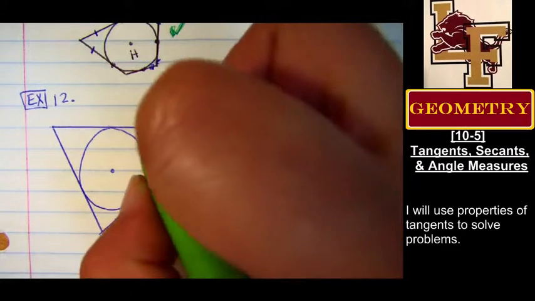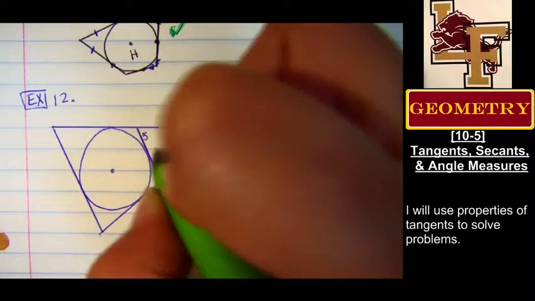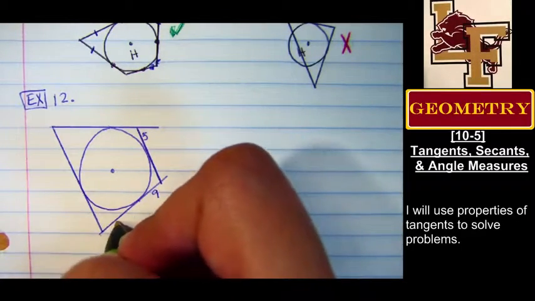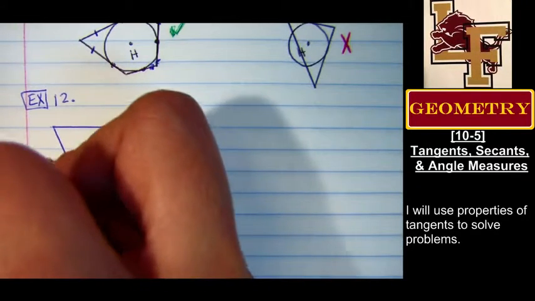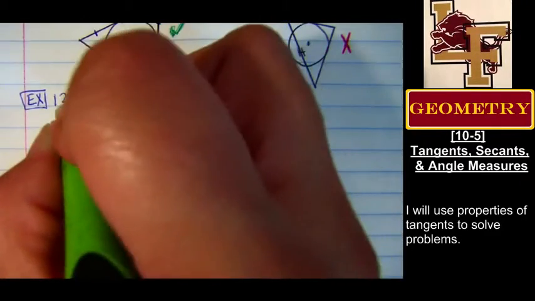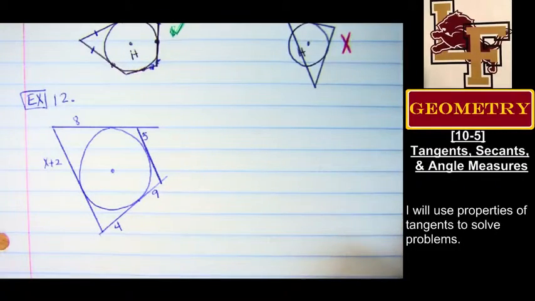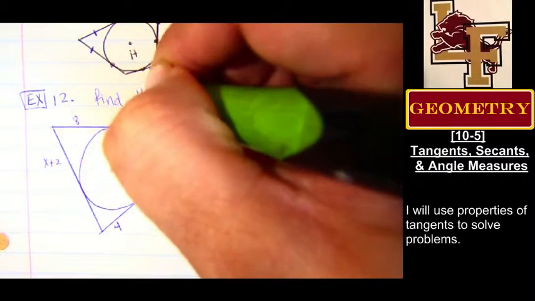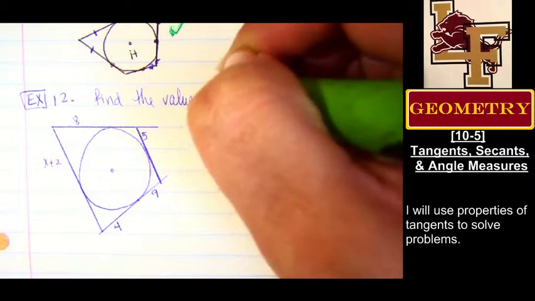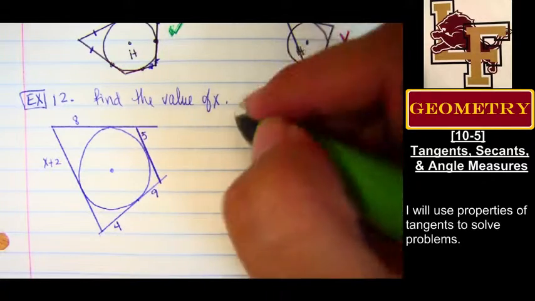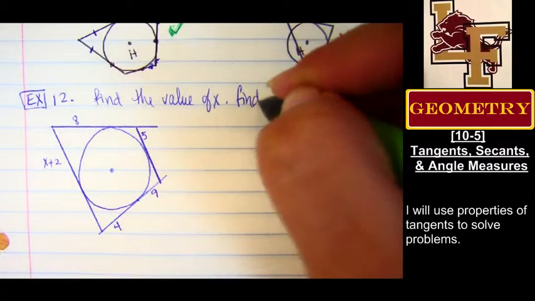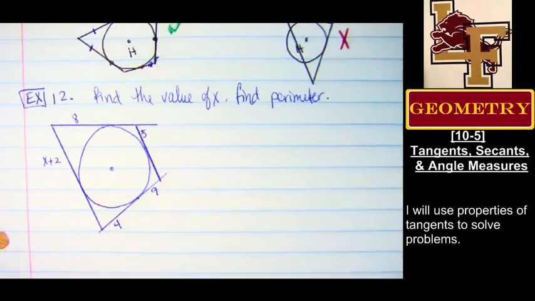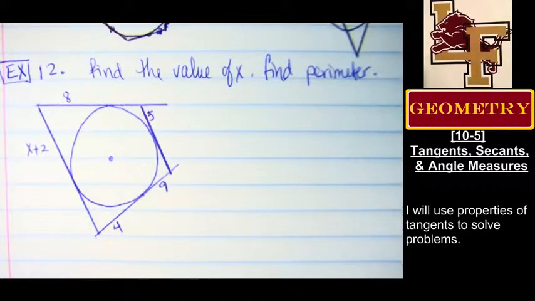All right, I'm told this piece right here is 5, and this piece over here is 9, and this piece is 4, and this piece is x plus 2, and this piece is 8. And our directions say, find the value of x, then find the perimeter of the polygon. And that's the only information we've been given.